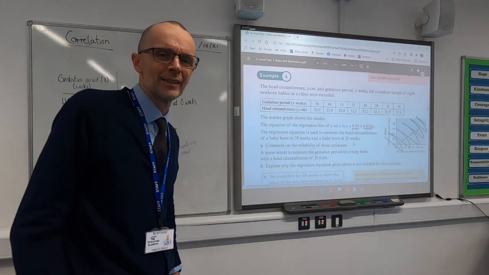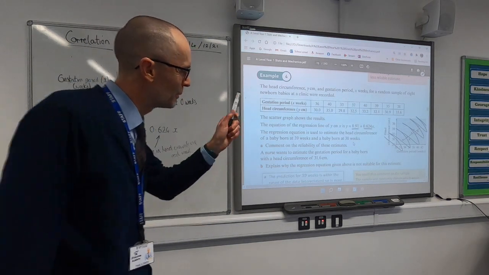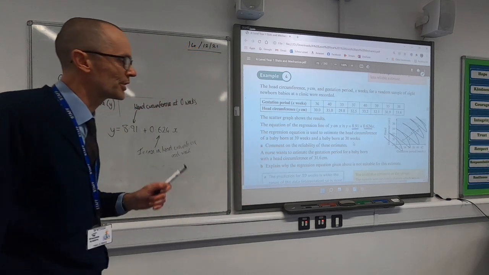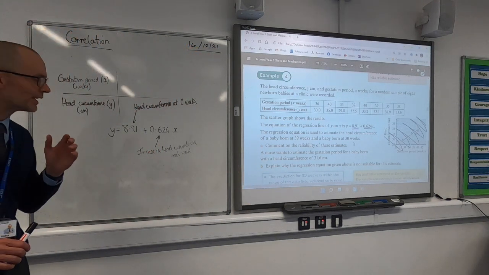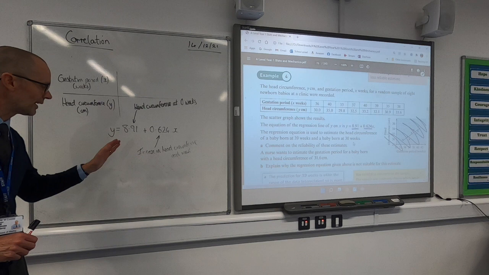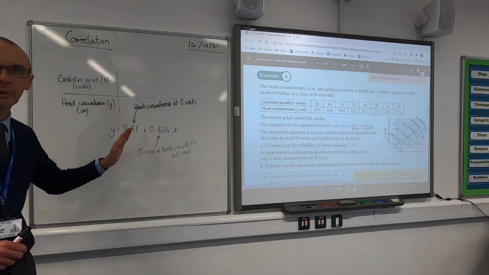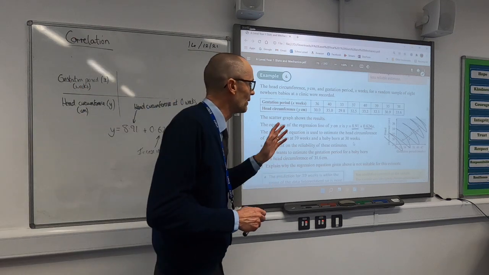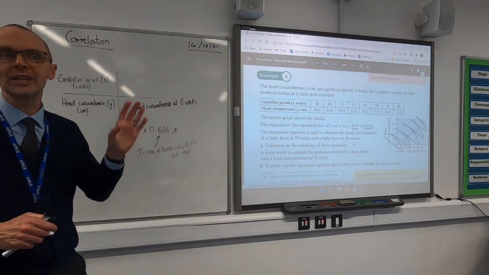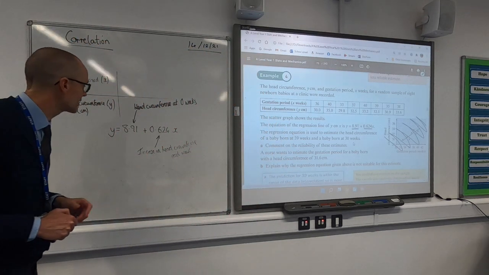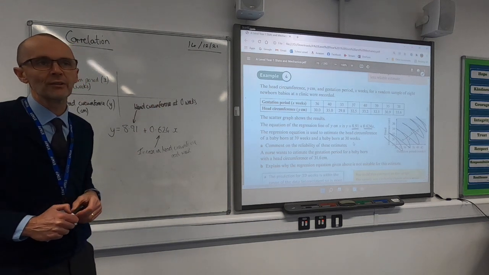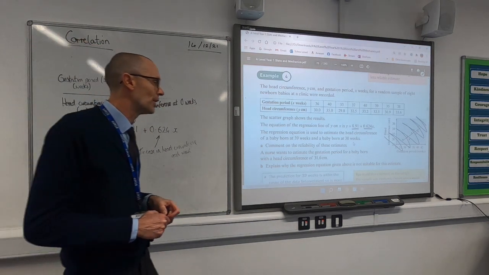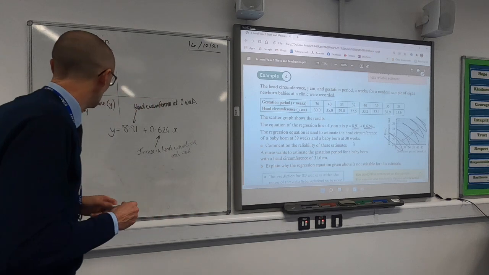So, if you were asked to interpret 0.624, it wouldn't be acceptable just to say that's the gradient. You would be expected to say it's the increase in head circumference per week, or something along those lines. If you were asked to interpret the value of 8.91, it wouldn't be sufficient to say that's the y-intercept. You'd have to say that's the head circumference at 0 weeks. So often we're asked to interpret those values.